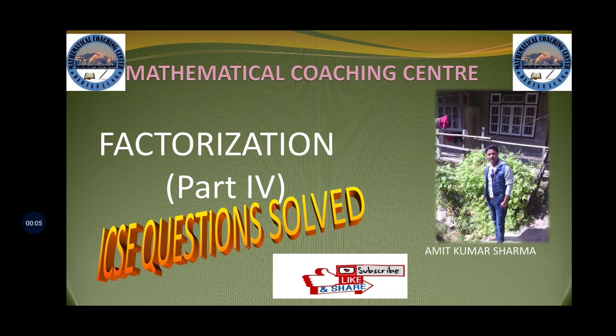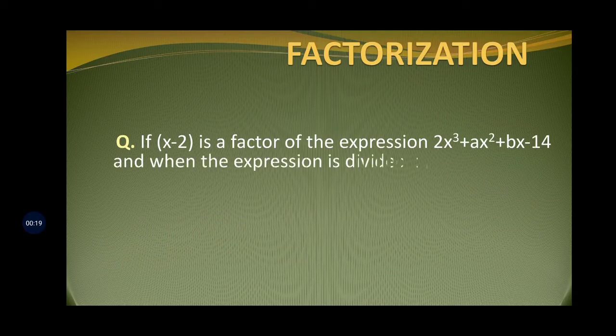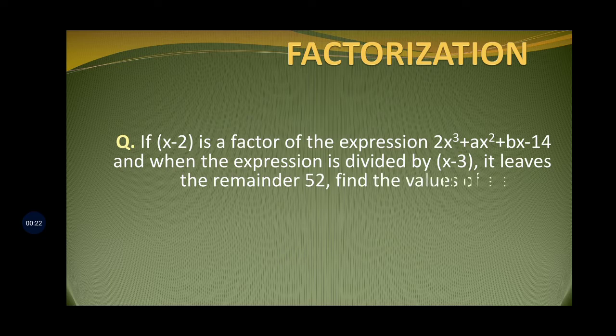In today's class, we'll do Factorisation Part 4. If you haven't gone through my Part 1, 2, 3, the link is given in the description. In today's class, we'll solve one of the very important questions, and it is a different type of question in factorization. What you can see in this question is that x minus 2 is a factor of this expression, and when divided by x minus 3, it leaves the remainder 52. In this type of question, we'll form equations 1 and 2 and solve by the elimination method and find the values of a and b. This question is from 2013. So now let's start today's class.